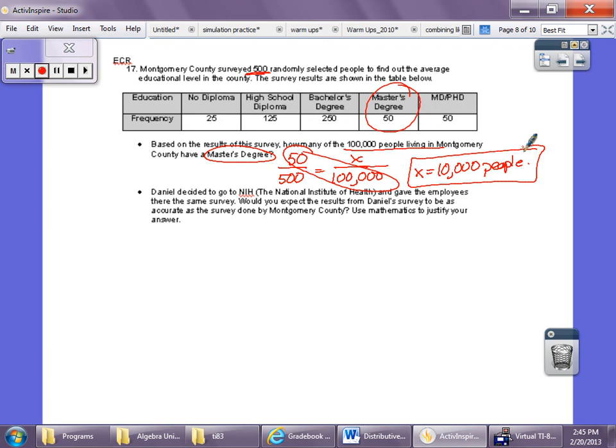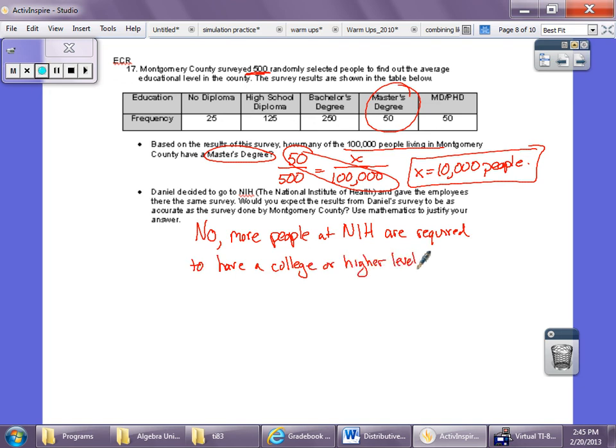And then Daniel decided to go to the National Institute of Health and give the employees there the same survey. Would you expect results from Daniel's survey to be as accurate? I would say no, because more people at NIH are required to have a college or higher level education. All right, so his survey is biased.